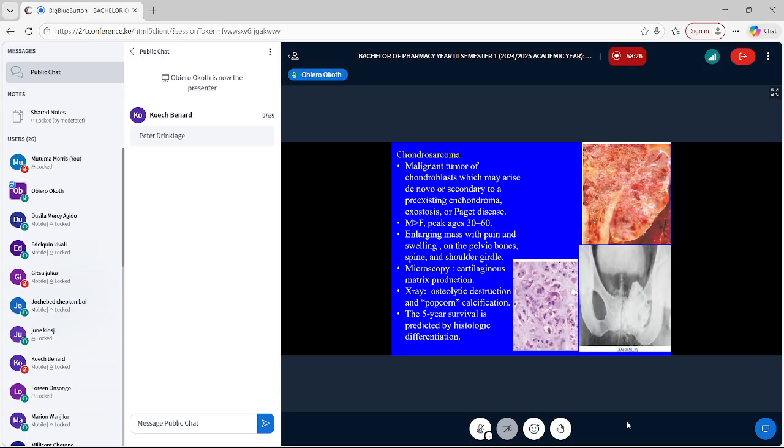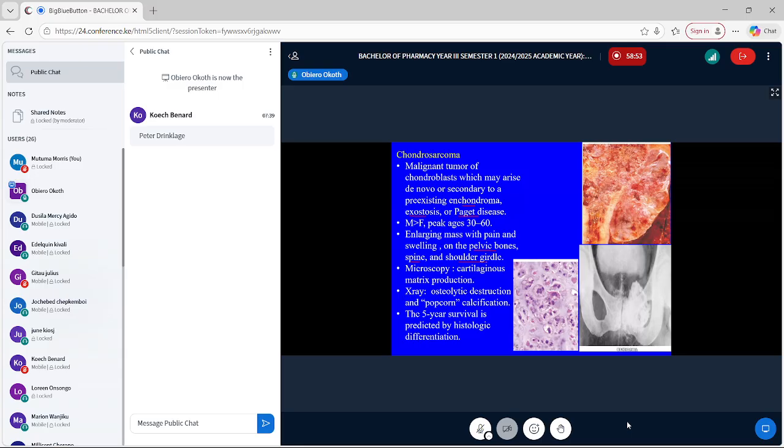Chondrosarcoma, a highly malignant tumor, can arise de novo, or it could be secondary to enchondroma. We talked about enchondroma, we talked about osteochondroma, and even Paget's disease. Male more than female, peak age is around 30 to 60 years. It's an enlarging mass with pain, swelling, in the pelvic bones. You can also find it around the shoulder girdle.